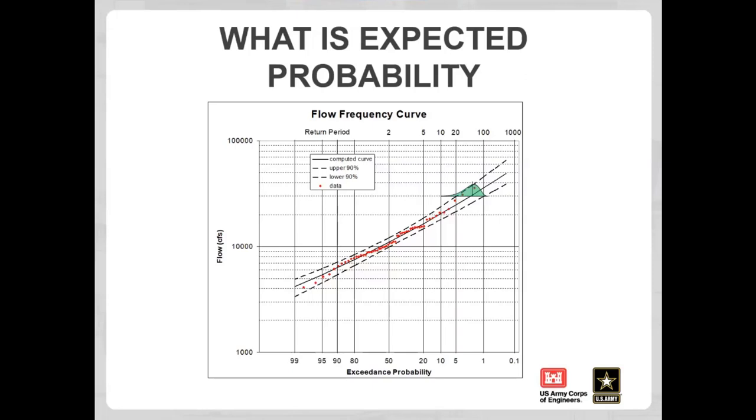So what expected probability really is, from that uncertainty distribution of annual exceedance probability, is the mean estimate, or the expected value, of annual exceedance probability for a given value of flow. We can calculate, and Mike will go over how this is done in SSP, expected probability over a range of flows that we're interested in and use that to construct our expected probability curve. Can you go to the next slide, Mike?